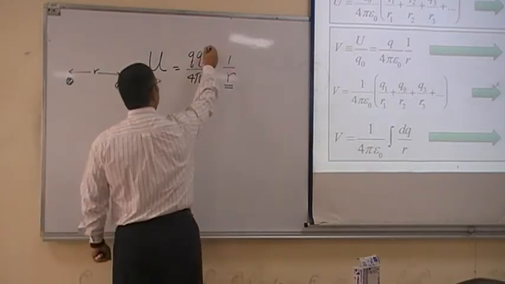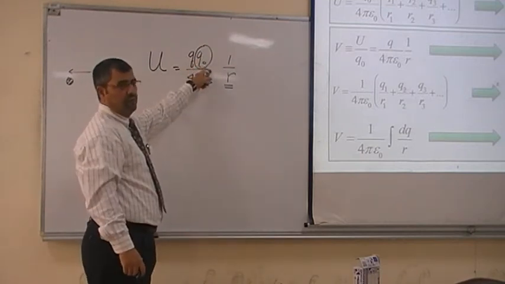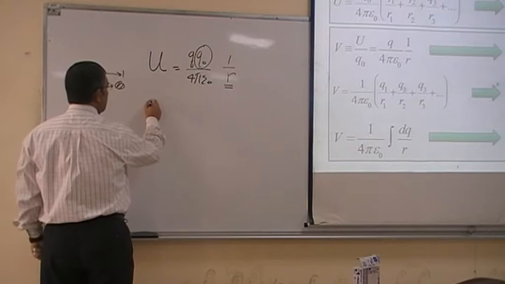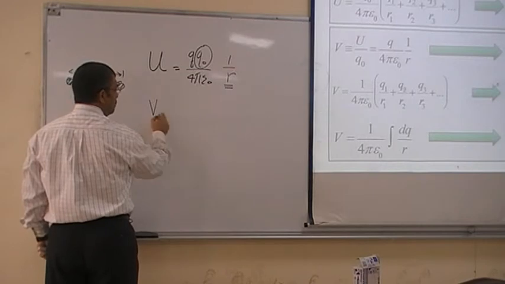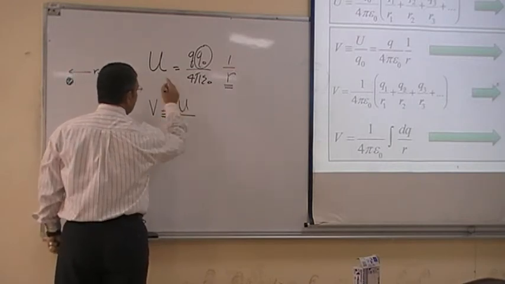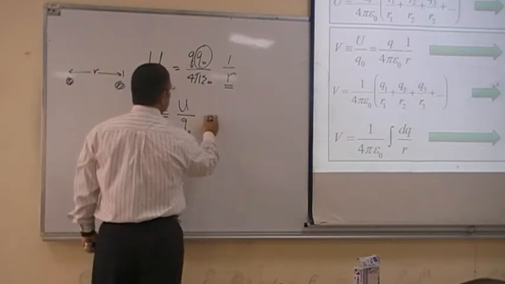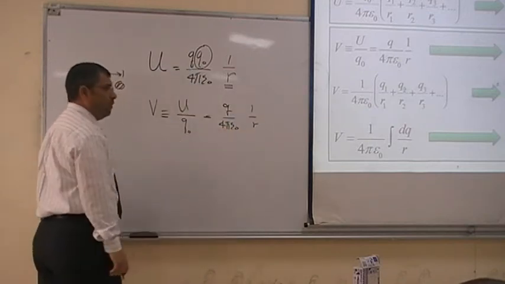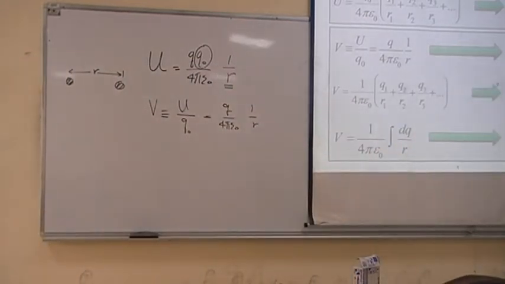And remember, it's the electrostatic potential energy felt by the test charge Q naught. Okay, so that's what that is. And then after that, we defined the electric potential. This is the electrostatic potential energy. This is the electric potential, which is defined as the electrostatic potential energy divided by some test charge Q naught. And if you do that, you get simply Q over 4 pi epsilon 1 over R. Okay? So that's the electrostatic potential energy and the electric potential.